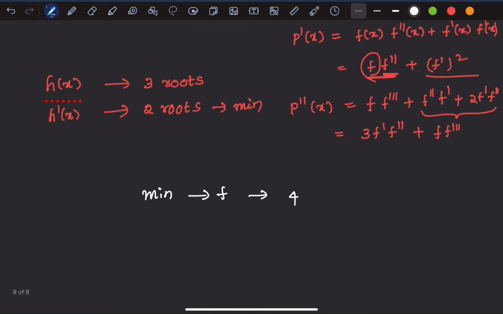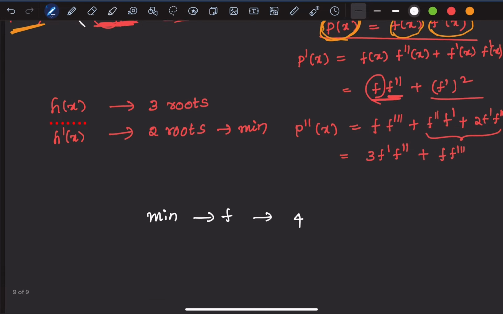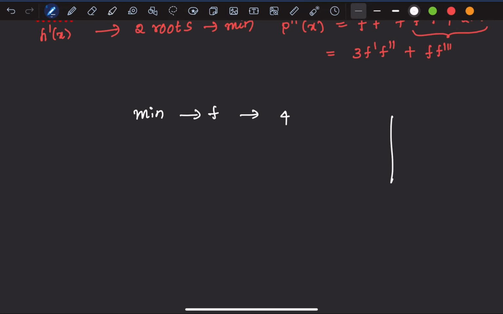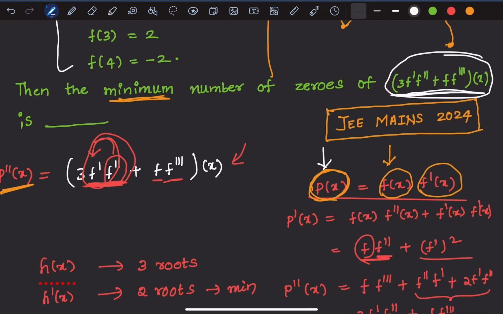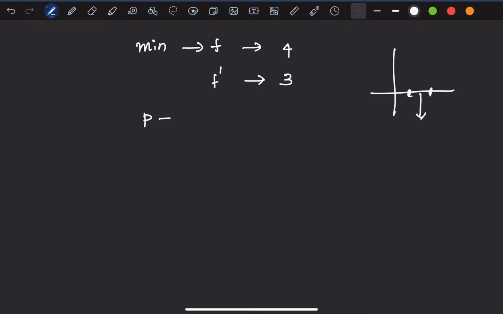So from this particular fact, f of x has a minimum of 4 roots. Between every two roots of the function there exists one root of a derivative. We have discussed it already. So the minimum number of roots f dash of x can have is 3. Now let us find the minimum roots p of x can have. So p is simply f multiplied by f dash. So this has a minimum of 4 roots and this has a minimum of 3 roots. So p will have a minimum of 7 roots.